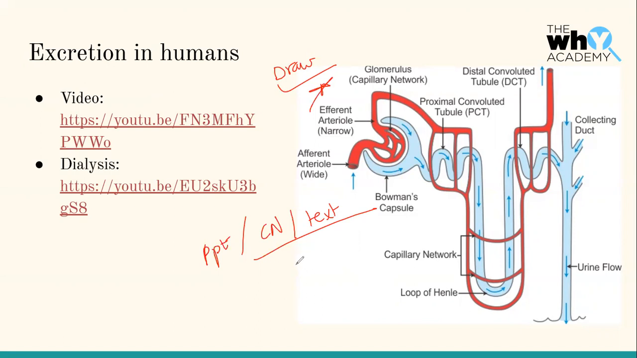This is frequently asked to draw and rarely asked to label. So drawing is important in this case. If you know how to draw it, of course, labeling comes hand in hand. These are important for labeling: glomerulus, Bowman's capsule, PCT, DCT. These four are important. Collecting duct also. Loop of Henle also.